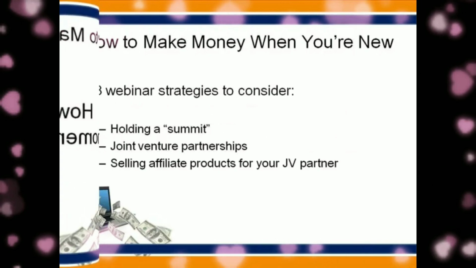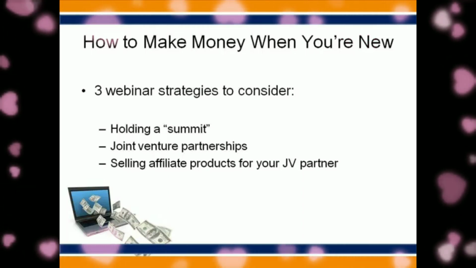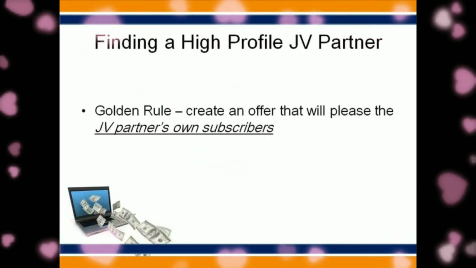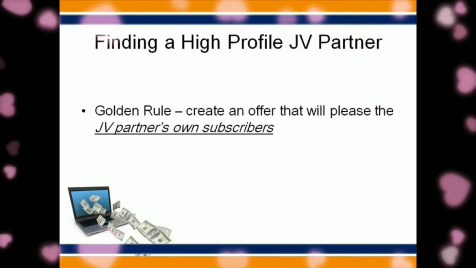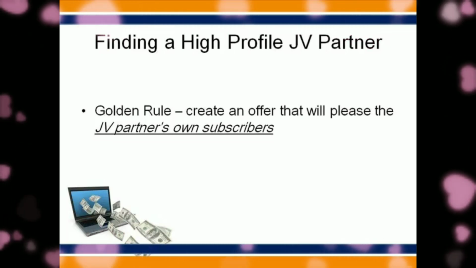Using the webinar model, there are 3 strategies to consider: holding a summit, joint venture partnerships, and selling affiliate products for your JV partner. You may think that attracting a more powerful JV partner or celebrity guest is a long shot, but it doesn't have to be. There's one simple rule to remember when going after celebrity or high-power potential partners. Present an offer designed and fine-tuned to please your potential guest or JV partner's own subscribers.